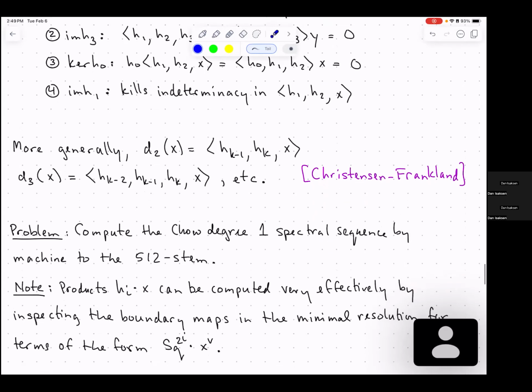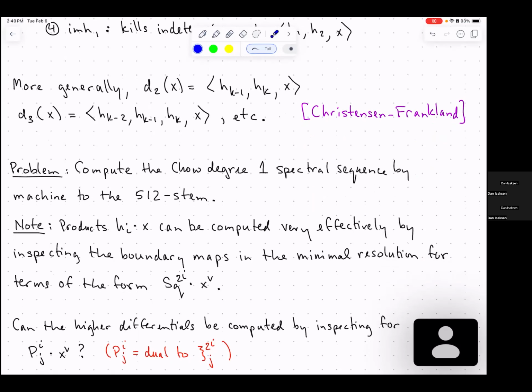It's being worked on right now. Compute the Chow degree 1 spectral sequence by machine out to the 512 stem. And I say 512 because we have classical 256 data, but then when we shear it, we're going to get out to 512. The E2 page can definitely be done. It's just a question of looking up the information. We have the product table up to 256. We've got to find the kernel of h0 modulo the image of h1. That's just tabulating data that we've already computed, basically.